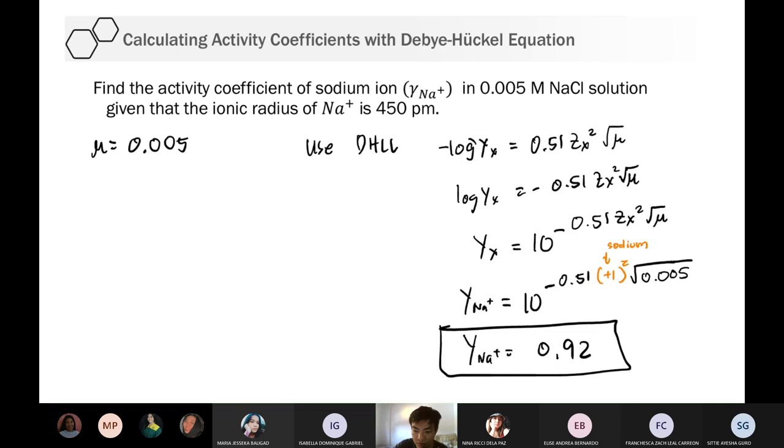Bakit naging less than 1 yung gamma natin? Because of the presence of diverse ions, no? May diverse ion na tayo sa solution eh. Pero kung nag-start tayo with water, wala tayong ganitong problema. So wala, naglagay ng asin eh. Unka problema tayo. Okay? So yan. So gamma is less than 1 na.